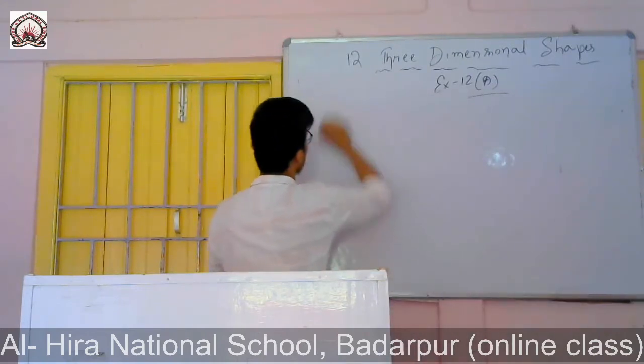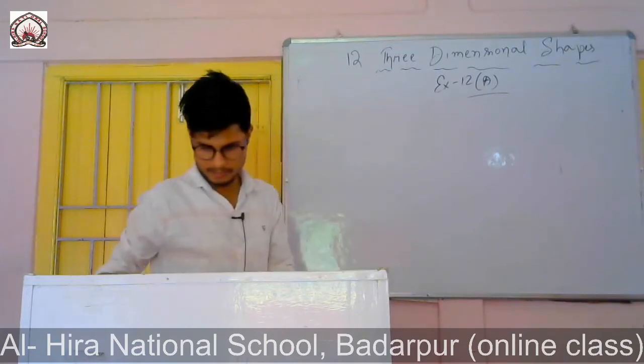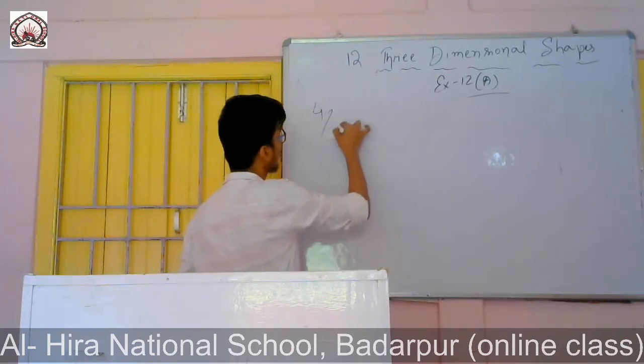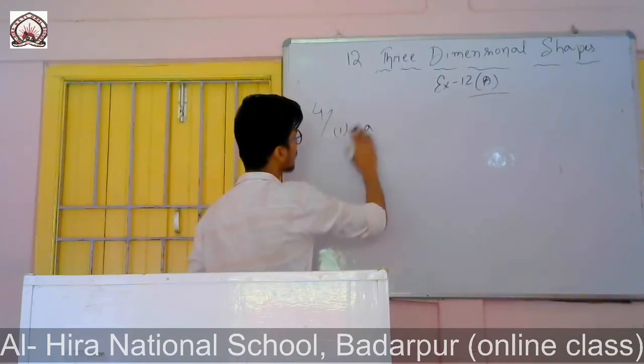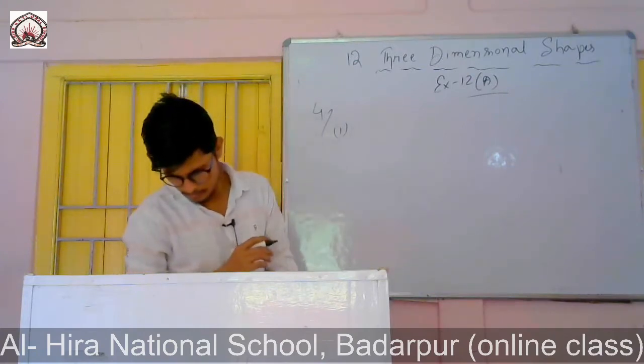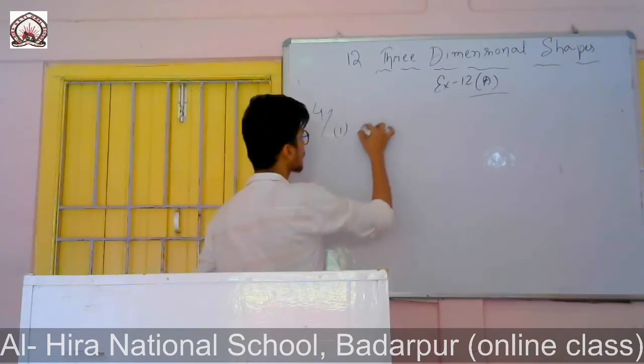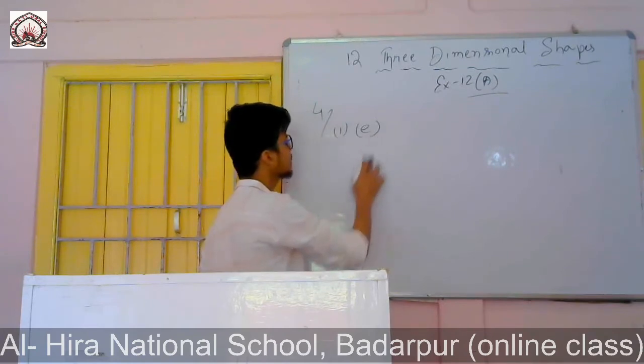You write the line. I will not write the full line. I will just give you the option number. One answer will be cone. Where is it? It is E. So one answer will be 1E.